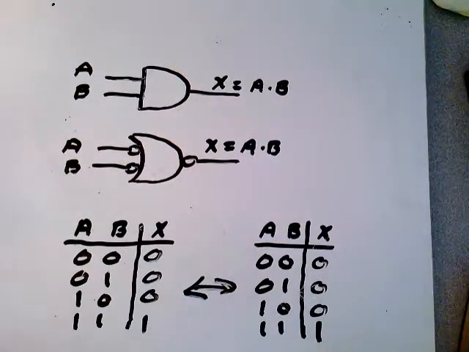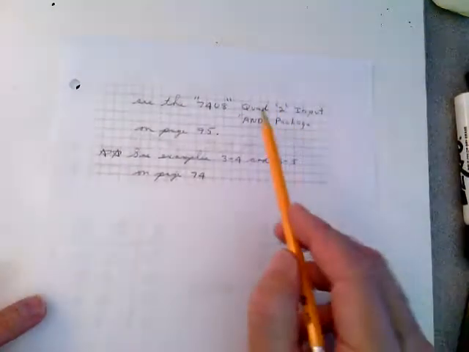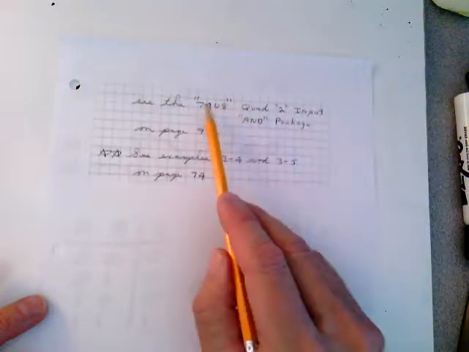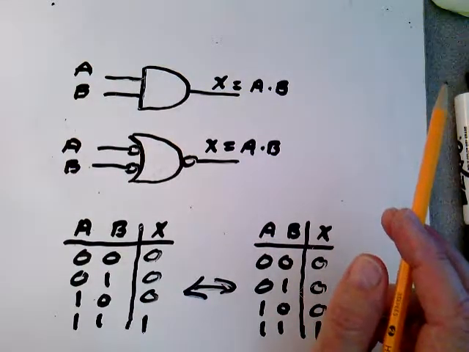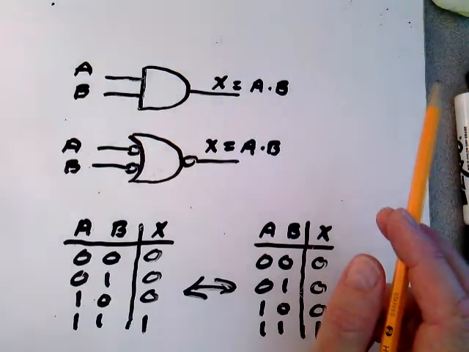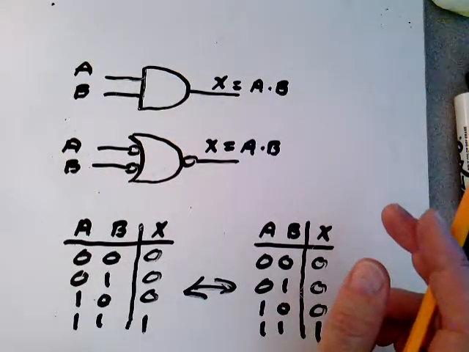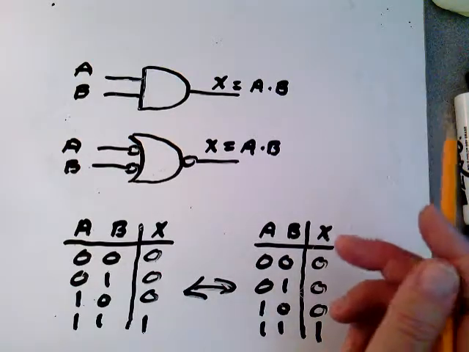So, the 7408 quad 2-input package is the integrated circuit for an AND gate. There are 4 of them, a quad, that come in a package. It's called a 7408. You can look in your book, I think somewhere around page 95. It shows you the integrated circuit.